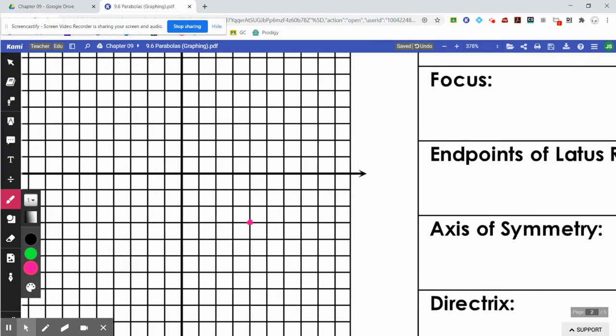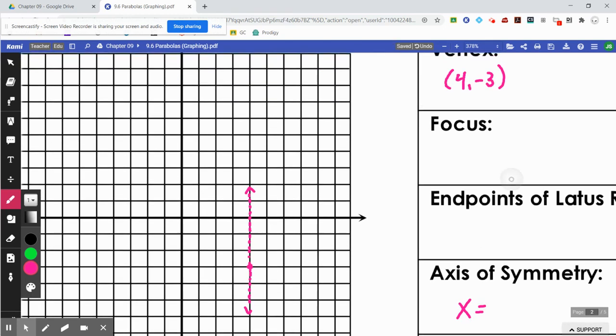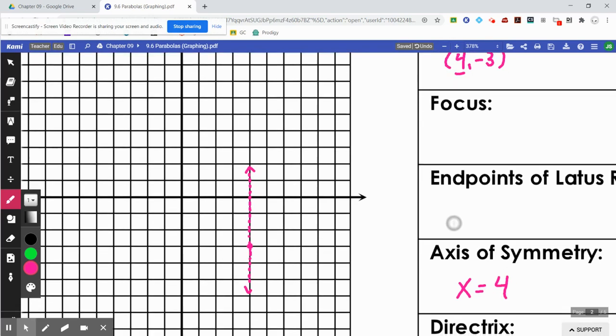So the axis of symmetry will be the line, and I'm going to draw a dotted line here that cuts it into two perfectly equal sides. If it's a vertical line, it's always going to be an x equals line. And it's always going to pass through the vertex, so it's going to be x equals 4. So there's your axis of symmetry.